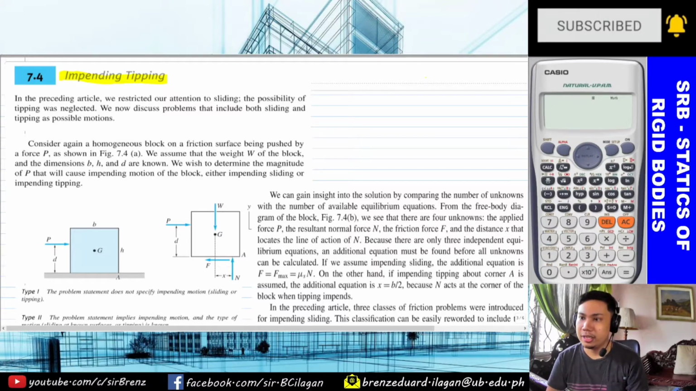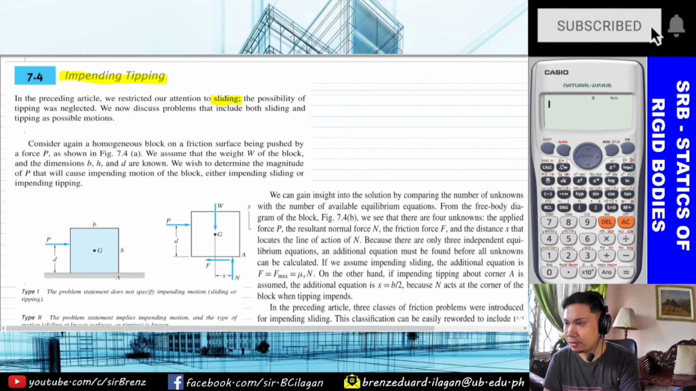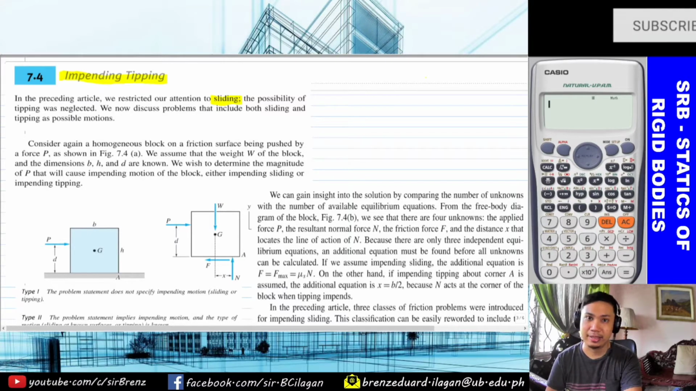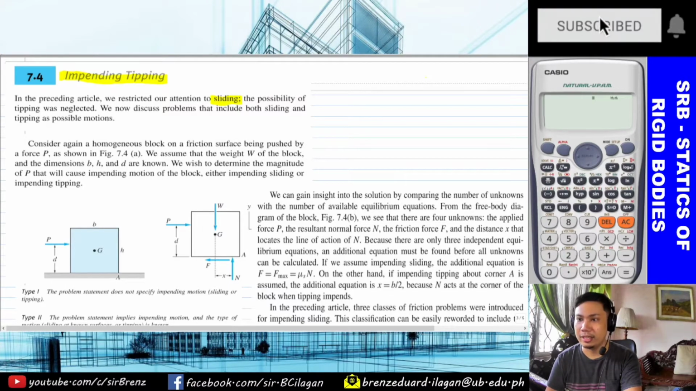In the preceding article, we restricted our attention to sliding. So before, we analyzed the object as only sliding. Friction prevents an object from sliding. The possibility of tipping was neglected, so we did not consider it. We now discuss problems that include both sliding and tipping as possible motion.